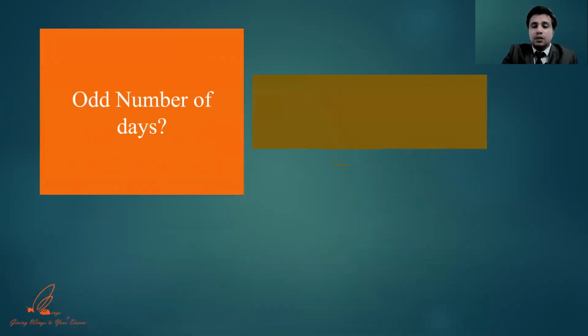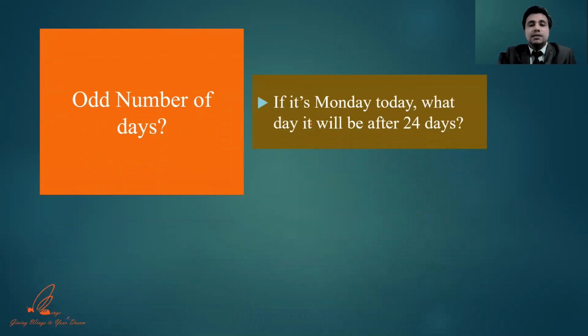What we'll do is we'll just find the odd number of day in every number, and from that we can find which day it is going to be. For example, let's say they're asking if it is Monday today, what day it will be after 24 days. So we'll just find out if I remove 7 days or multiples of 7 days from this, how many days are remaining. So if we divide 24 by 7, the remainder is 3. If the remainder is 3, which means the day is going to be Monday plus 3, that is, it is going to be Thursday.